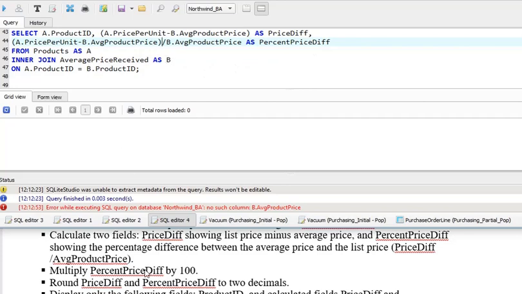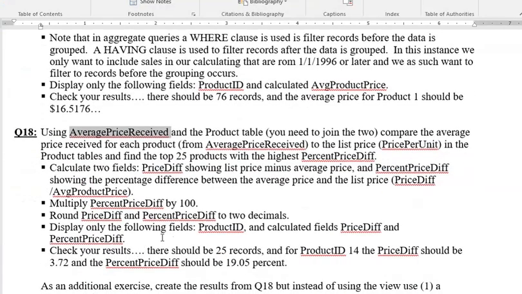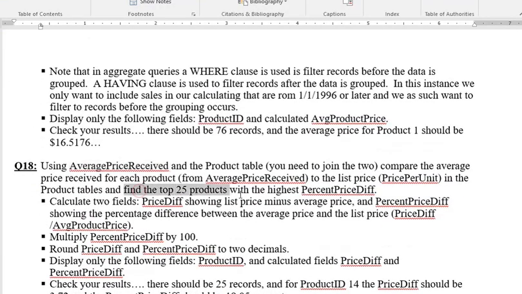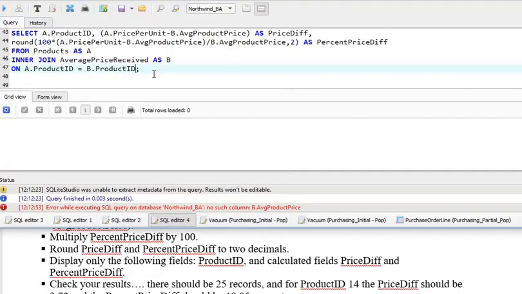It's also saying to multiply percent price diff by 100 and round to 2 decimals. So multiplying by 100, I'm simply getting this as a percentage rather than as a decimal. And I'm going to round to 2 decimals, so I'm going to apply the round function. And then if we continue reading here, it's also saying that we should find the top 25 products. To find the top 25, we need to use something called a limit function. So I'm going to type limit, but limit simply takes the first 25 rows that are displayed.